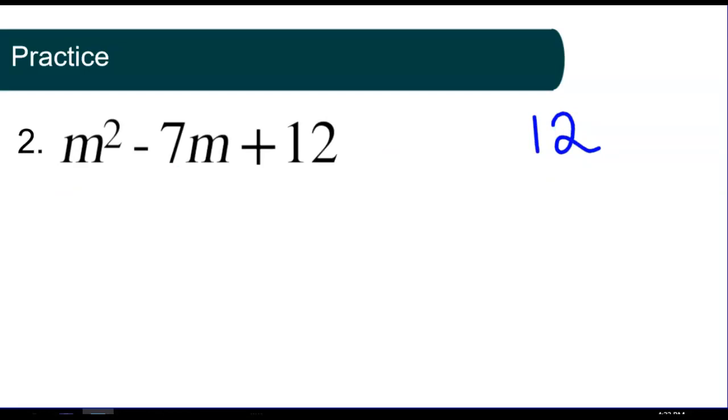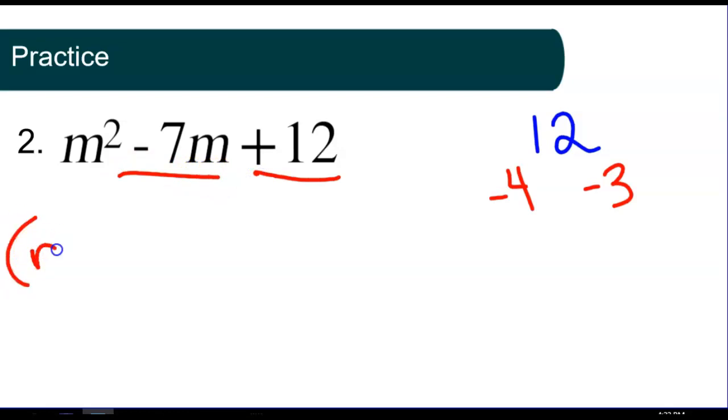All right, my constant is 12. What do I add together that's going to give me a negative 7? Well, if I take negative 4 times negative 3, I do get positive 12. And when I add those together, I'm going to get negative 7. So the factored form of this trinomial will be m minus 4, m minus 3.